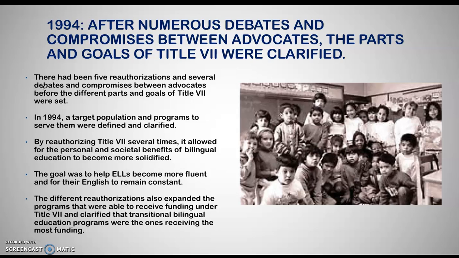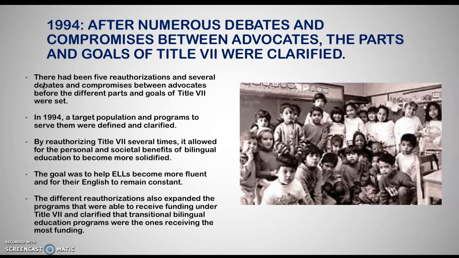Next, we'll look at the year 1994. After numerous debates and compromises between advocates, the parts and goals of Title VII were clarified. There had been 5 reauthorizations and several debates and compromises between advocates before the different parts and goals of Title VII were set. In 1994, a target population and programs to serve them were defined and clarified.